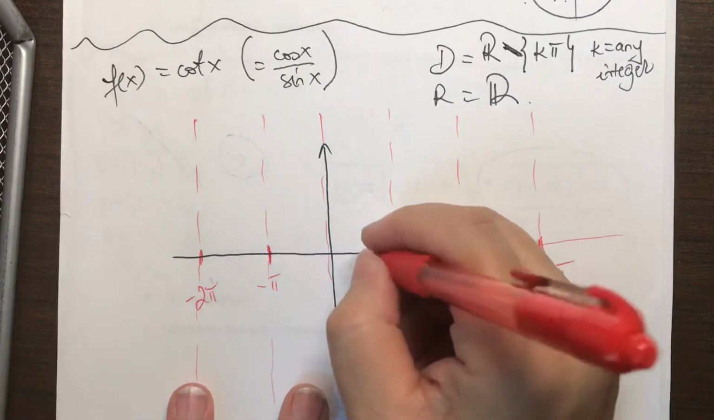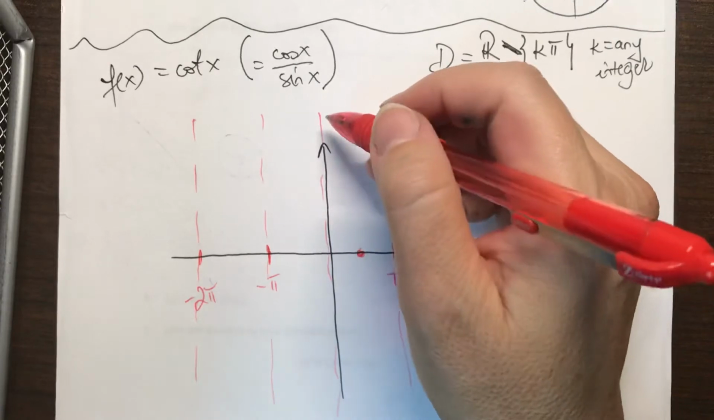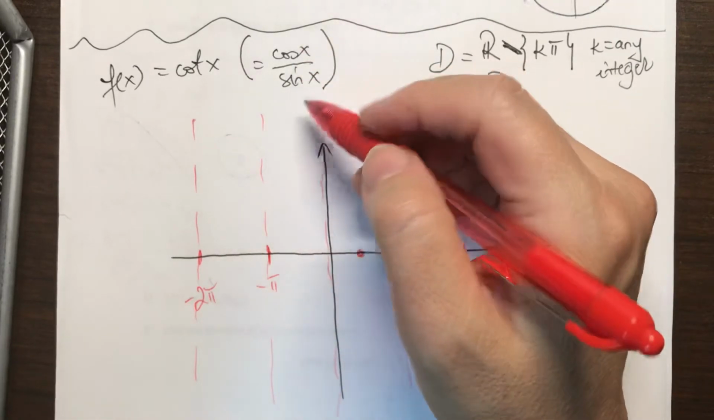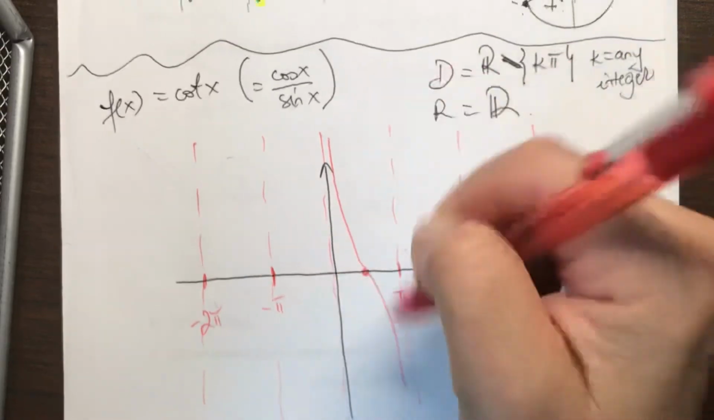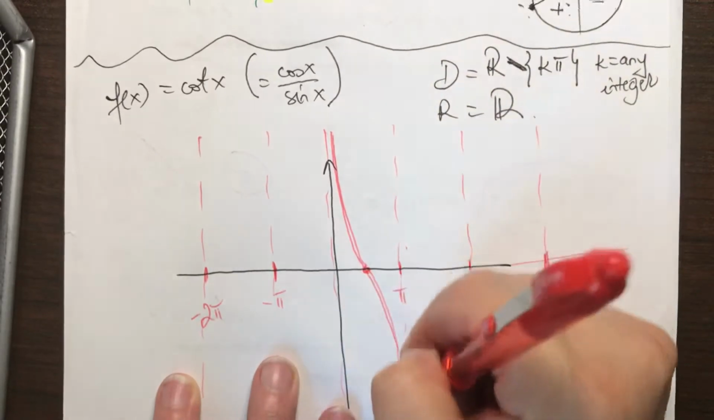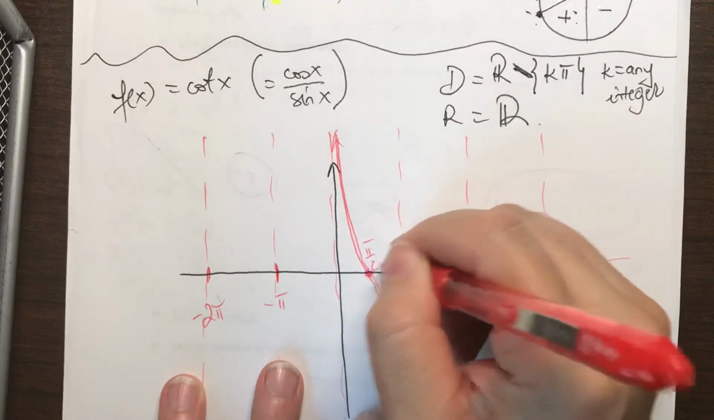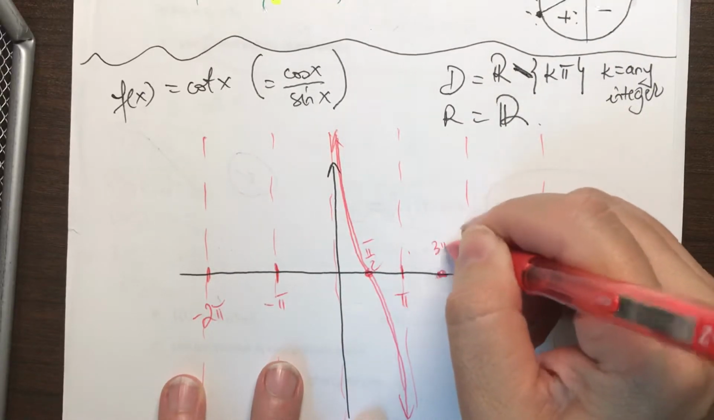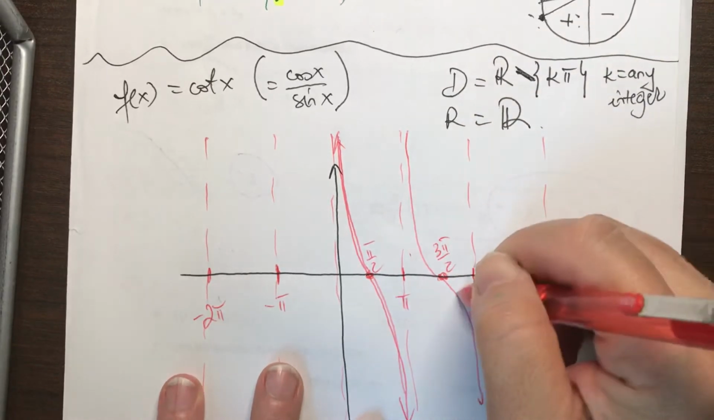Halfway through, at pi over 2, by the way, cosine of pi over 2 is 0, sine of pi over 2 is 1. And the cotangent, in fact, goes down. So that's pi over 2. That's 3 pi over 2.